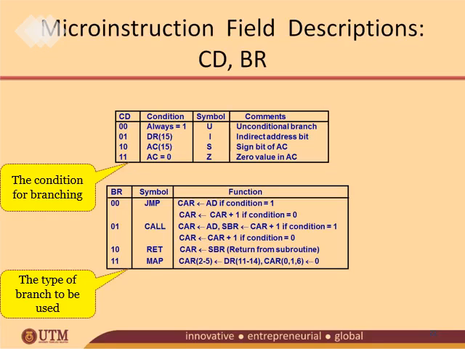The next two fields are CD and BR, condition and branching. The CD field selects the status bit condition. And what is BR? Branching. What type of branch is to be used? Jump, call, return, map.